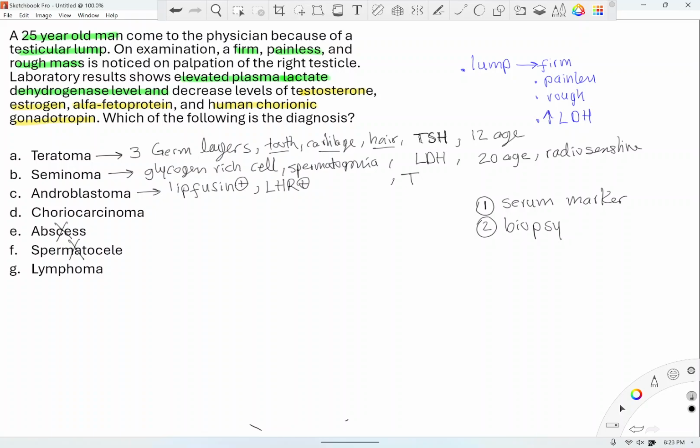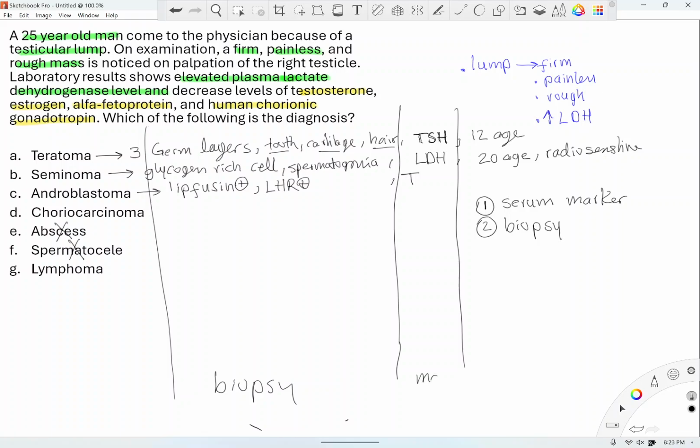So this part is for markers, and this part is for biopsy. Just so we know. This is for the markers, plasma markers, and then this is the age. Remember we said there are two ways to differentiate between testicular cancers: serum markers and biopsy.